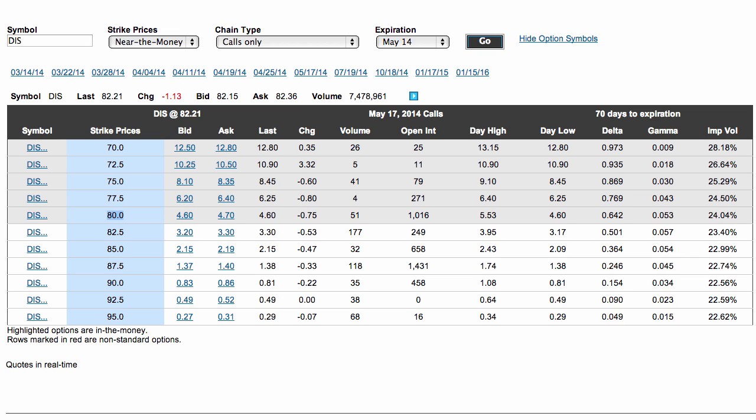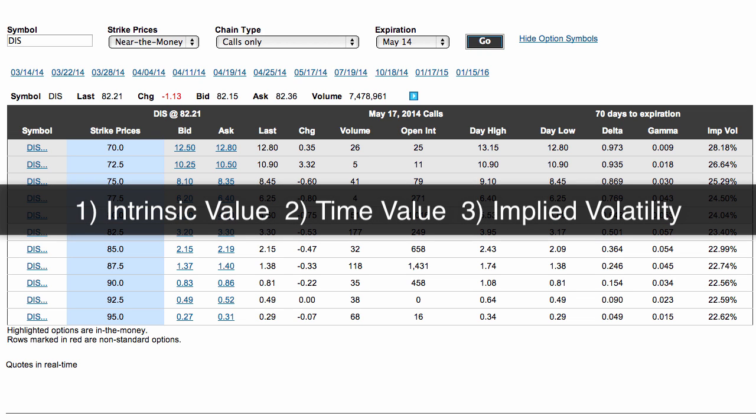So there are three things that contribute to the value of an option. That is intrinsic value, time value, and implied volatility. Those are the three things that make the option worth what it's worth.